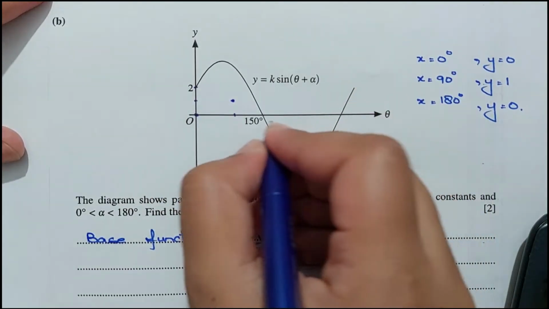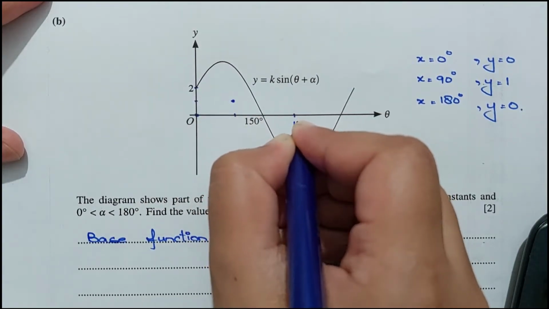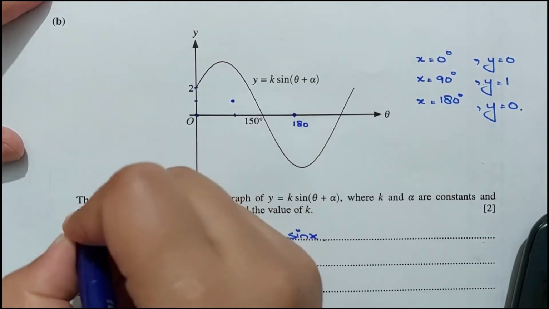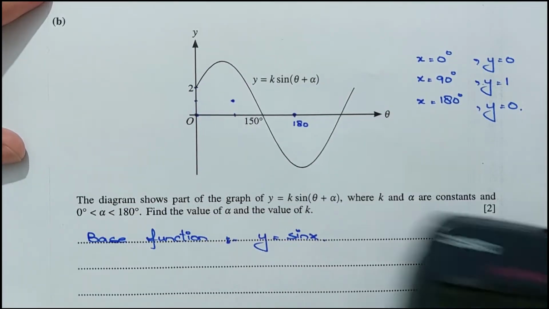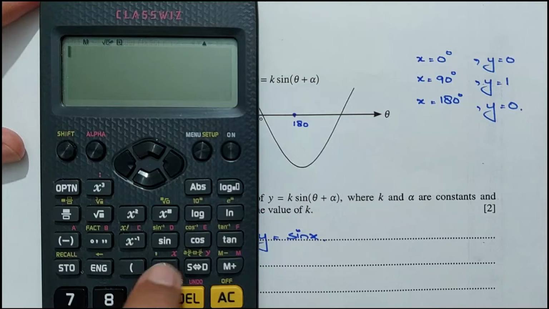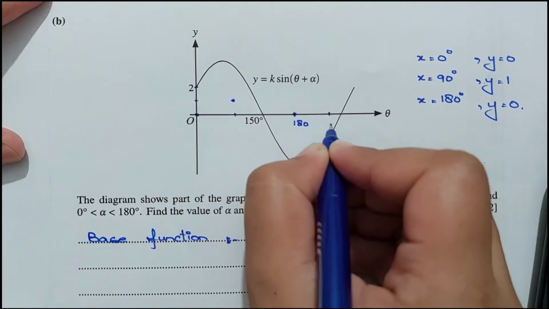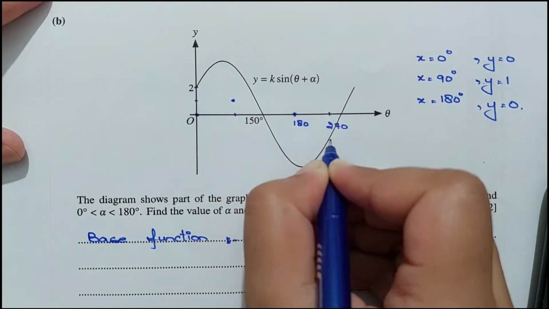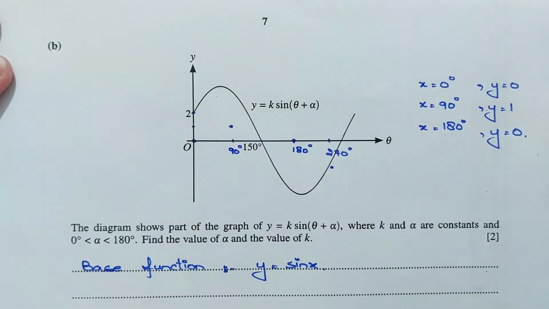And for 180, let's say we have 180 over here. At 180, its value is again 0. Then 180 plus 90 is 270. Sine of 270 is negative, it's -1. Let's say we have 270 over here, and at 270 we have -1 downward. Let me draw this curve.